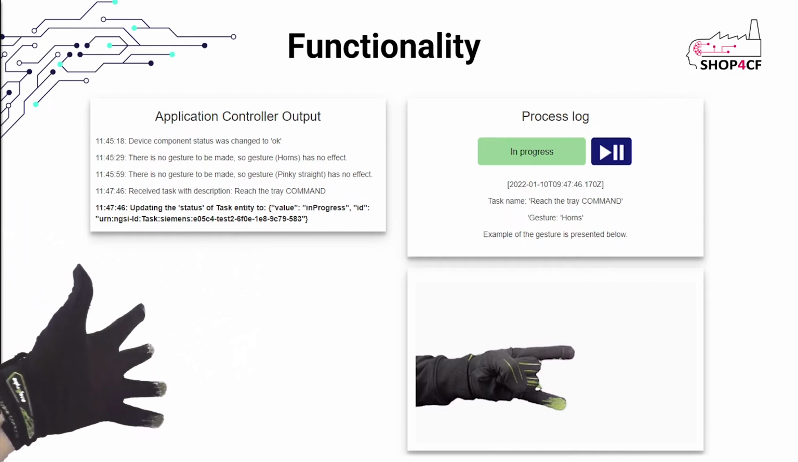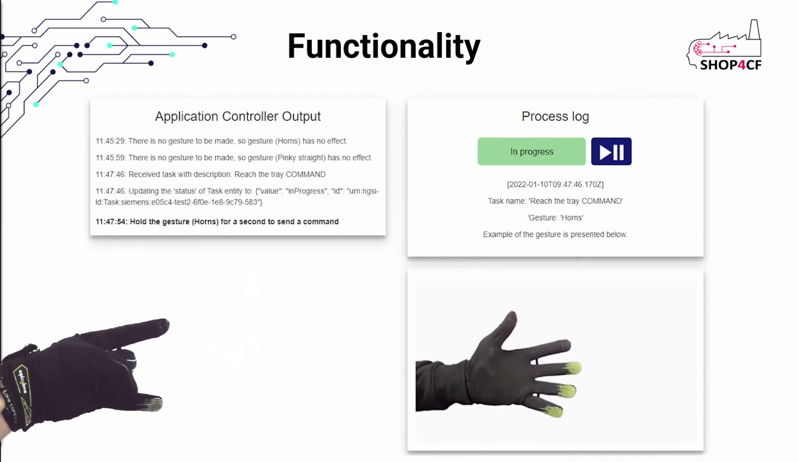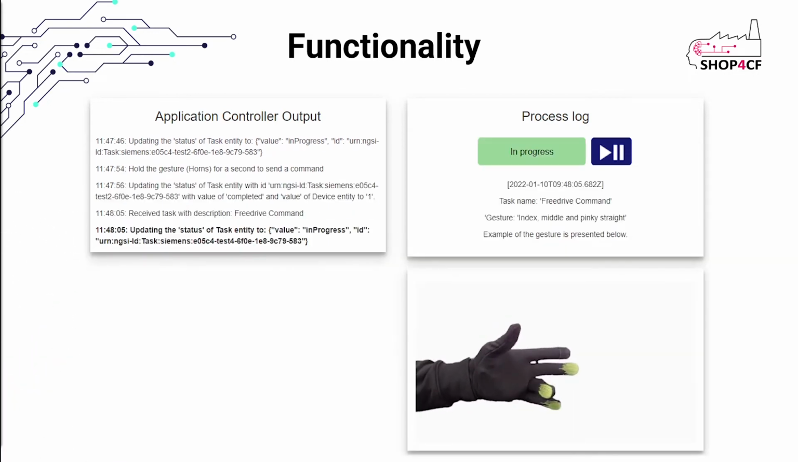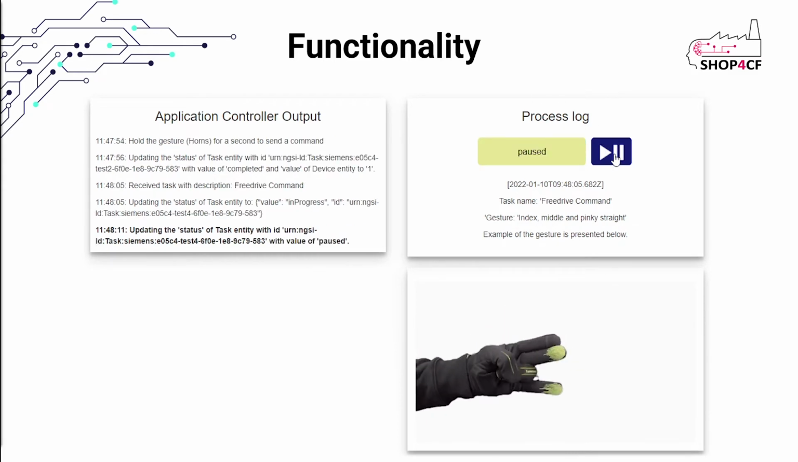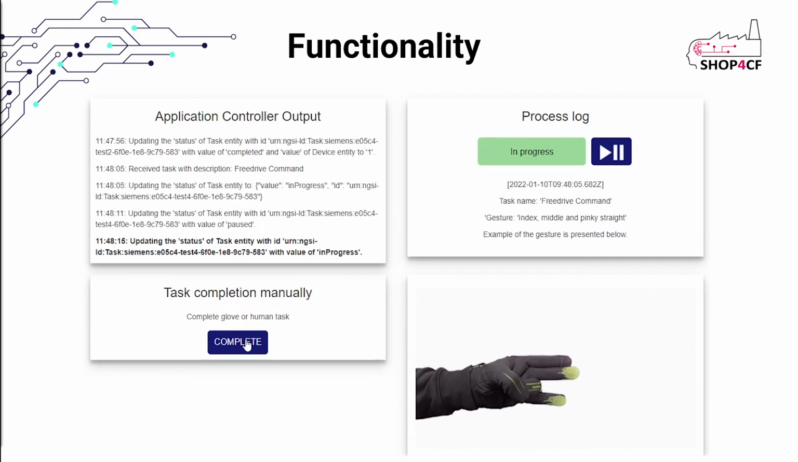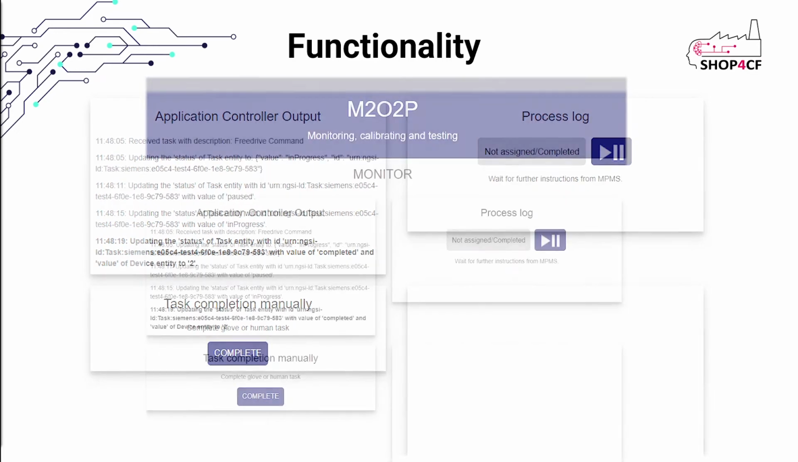If we now make the right gesture, the log will ask to hold the gesture for sending the command, and then the task will be completed. Now we got a new task. The process log also offers a possibility to pause the task using the play/pause button. Using the task completion manually, we are able to complete the task from the UI.